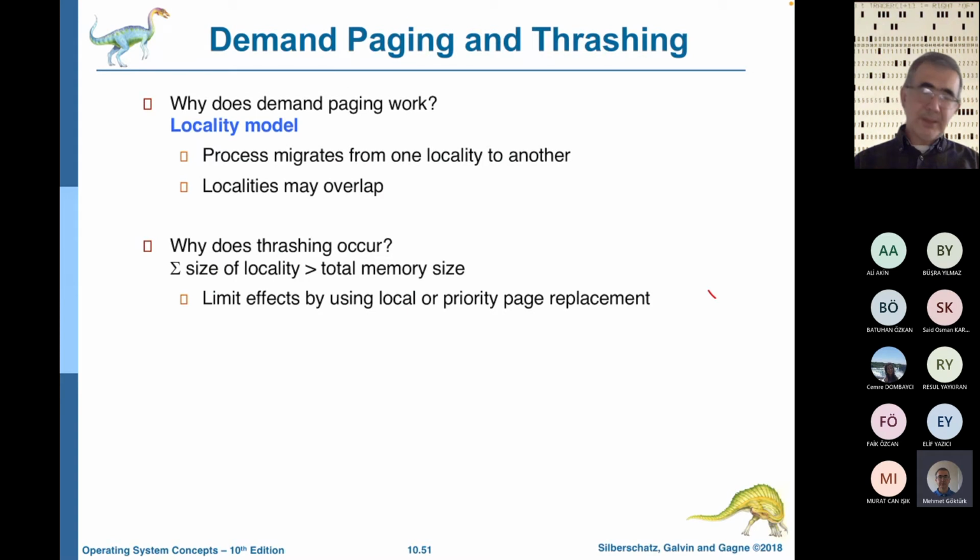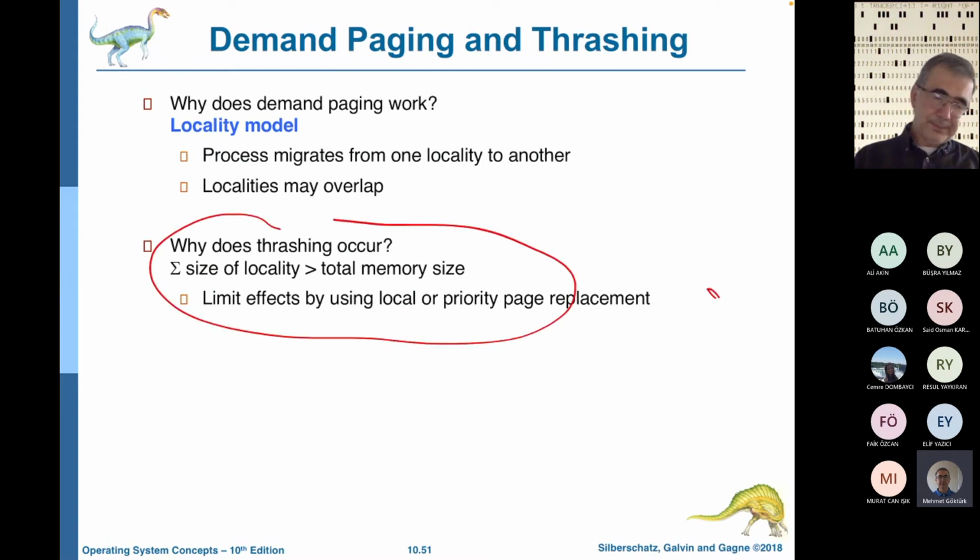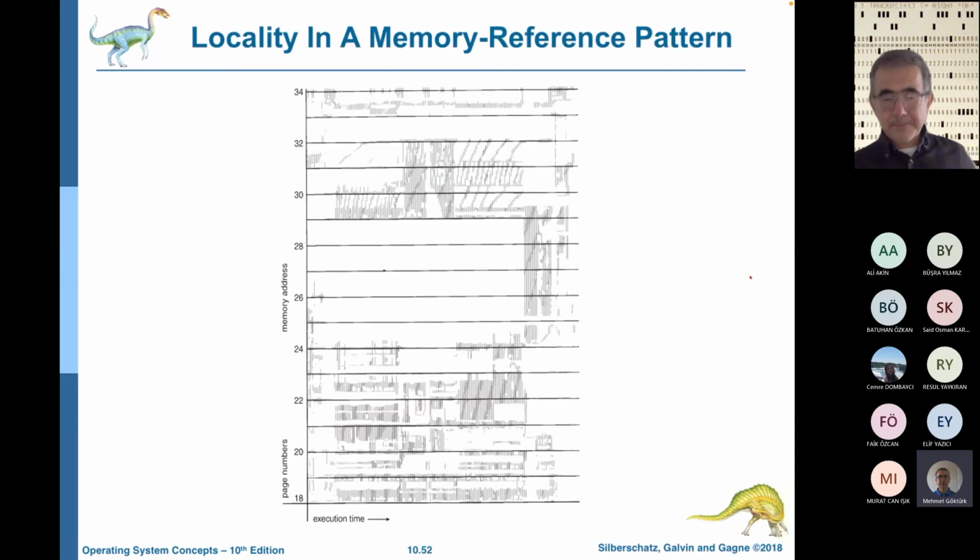So that brings us to the locality issue. If the locality is bigger than the space that we have, thrashing occurs. What is that? This is interesting. This is the memory map of an application in time.